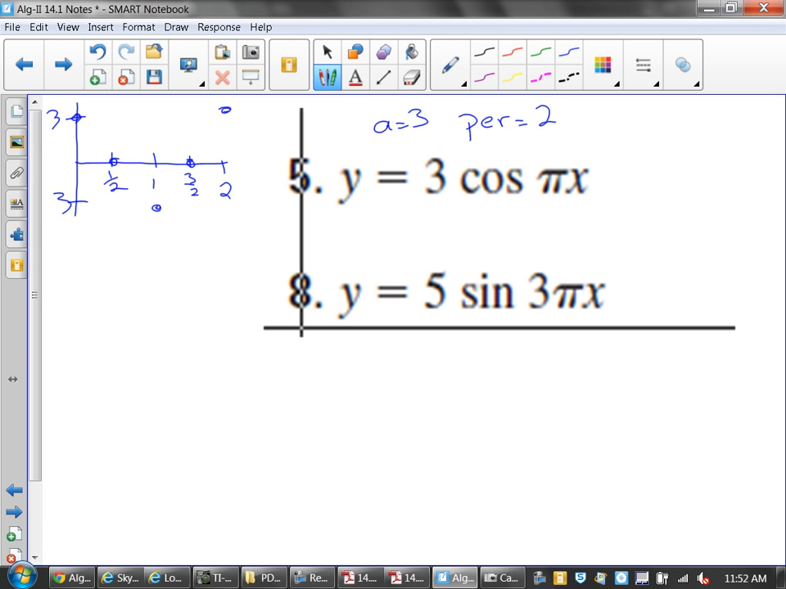No, don't put your calculator because that won't be right tomorrow, because you won't be able to use a calculator on this quiz. No, quiz is Friday. A value is 5, B value is 3 pi, which meant that your period was 2/3.